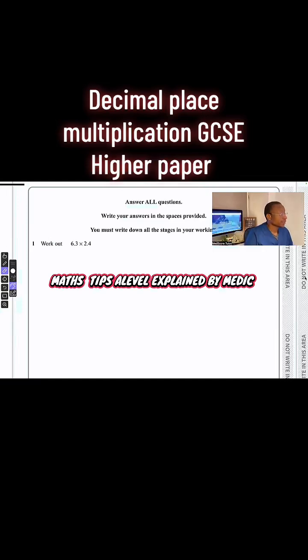So hi, we are going to work out 6.3 times 2.4. So the first thing is to change the 6.3 and the 2.4 to whole numbers. So 6.3, we'll change that to 63 times 10 to the minus 1.